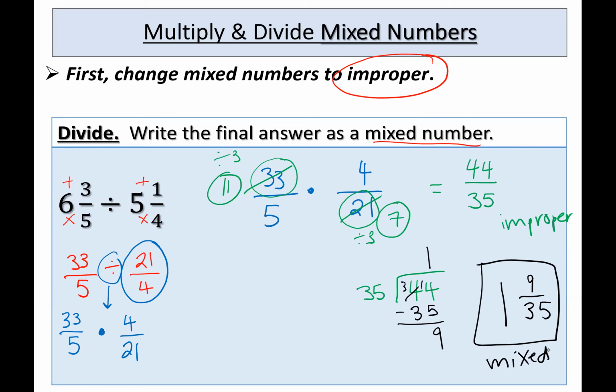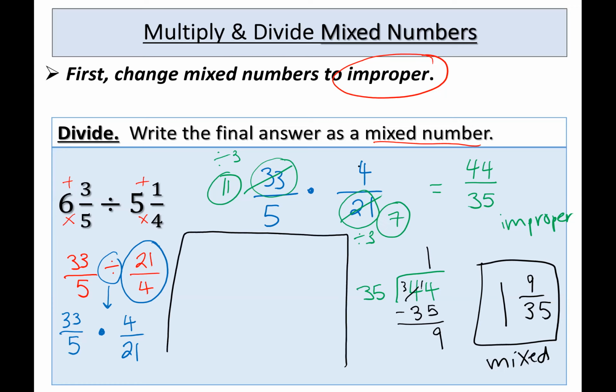Okay, good. So just to summarize what just happened in this problem, dividing mixed numbers, the same thing for multiplying mixed numbers. We change them to improper fractions first. Then, because this was a division problem, we did keep, change, flip. We changed division to multiplication, and we multiplied by the reciprocal of the second fraction. So we flipped the 21 over 4 into 4 over 21. And then we multiplied across, we reduced, we got 44 over 35, and then finally we changed that to a mixed number by dividing.